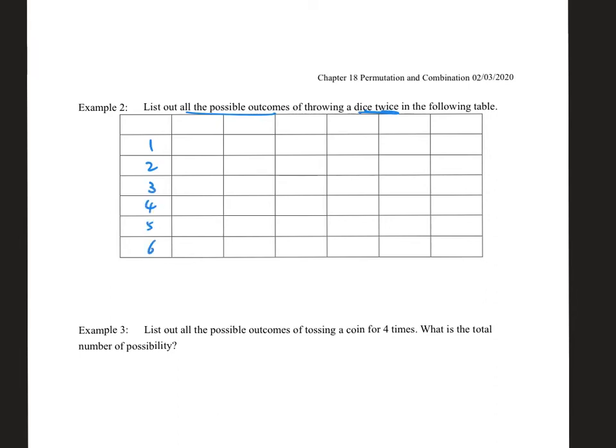The second row I put in the first row, then you have 1, 2, 3, 4, 5, 6. So that's why we can write down the result in this way. Okay, first one, second one, so that's why we have 1, 1. And this is the first possible outcome.